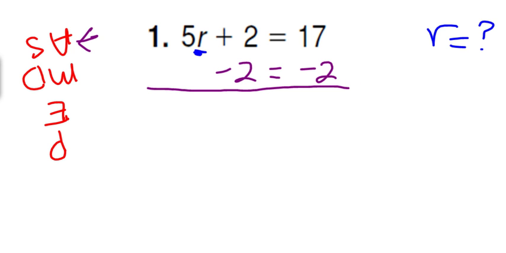2 minus 2 equals 0. This will always cancel out. The point of doing this is to cancel out everything except for this r. This is all part of the process of r being by itself.